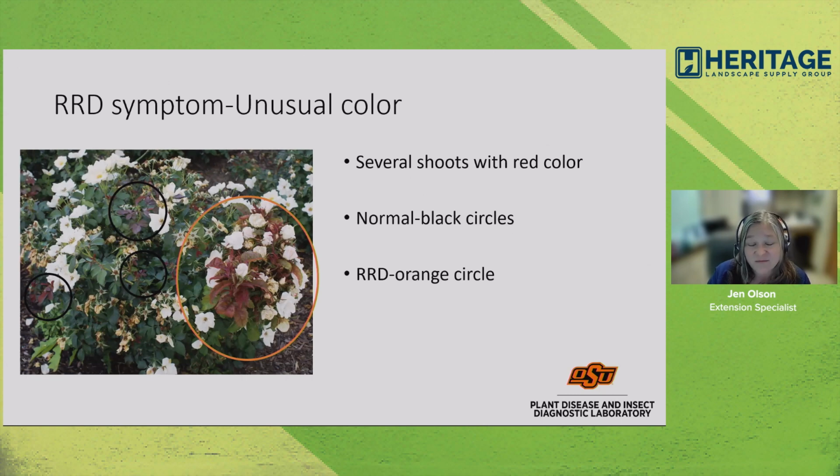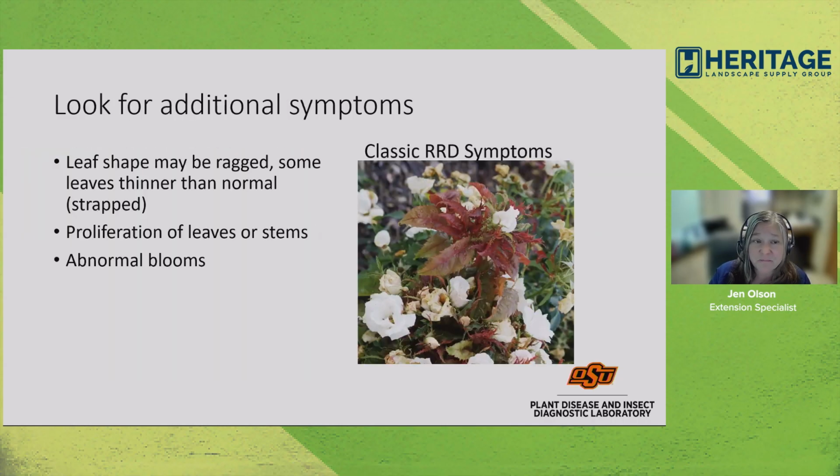So sometimes people will say rose rosette is associated with unusual colors. In those black circles on the left, roses often have normal color that is reddish. So we just don't want to take the red color as a symptom of rose rosette. That's why looking for additional symptoms is important. That orange circle shows some of the more classic symptoms, so we'll zoom in on that.